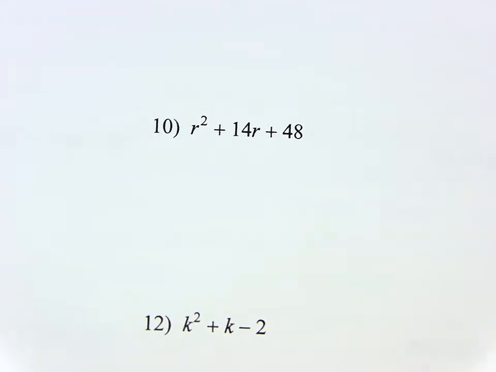10 is that same situation. There's no common factor to take out. If there was, you would. I can follow the flow chart, but you probably already know what to do. You're just going to find factors of c that add up to be b.